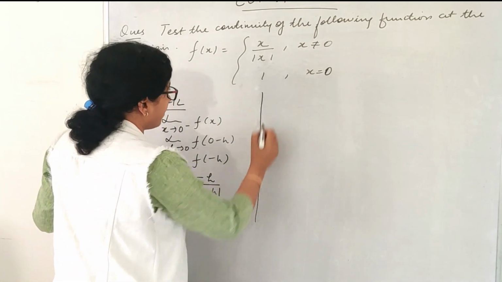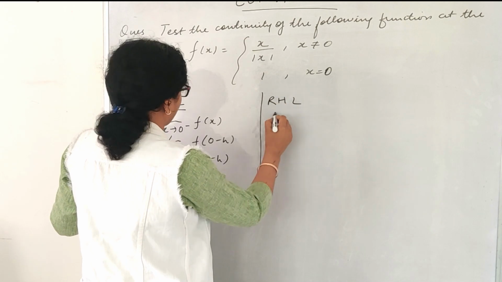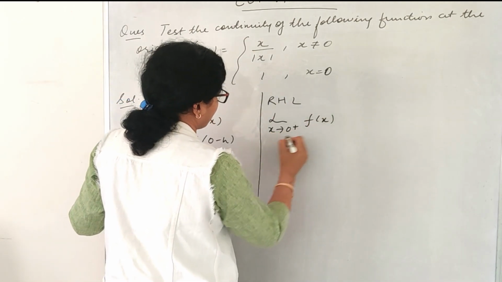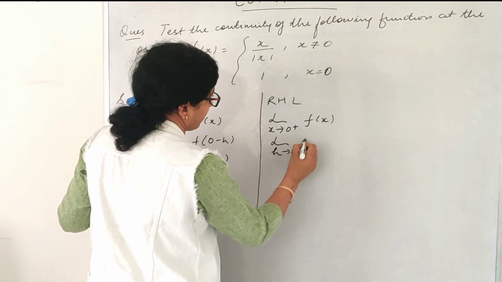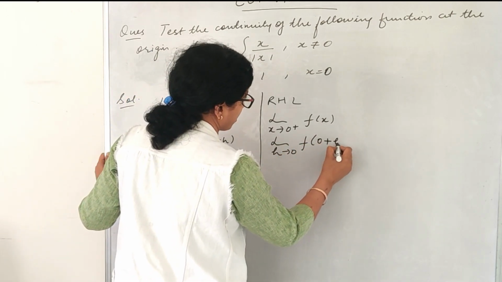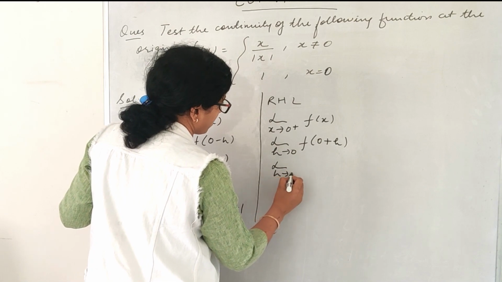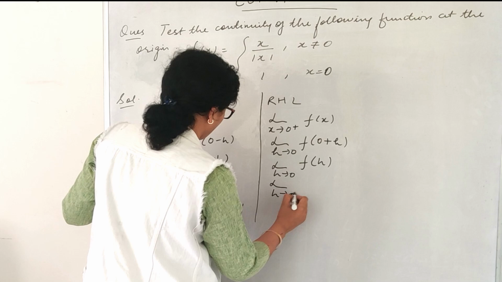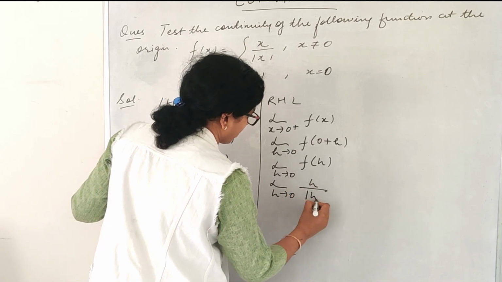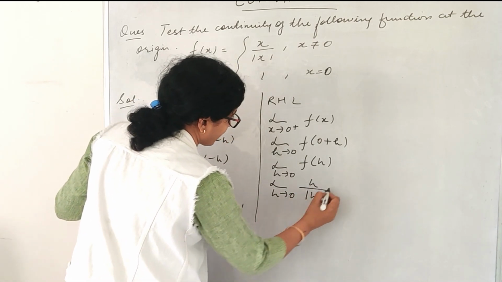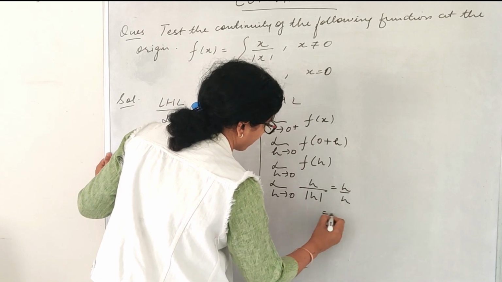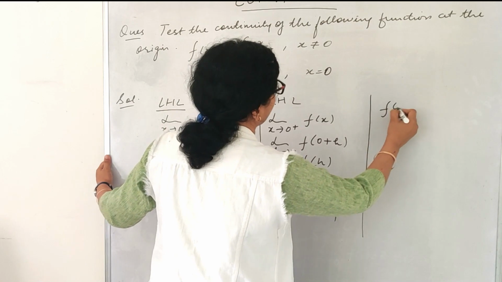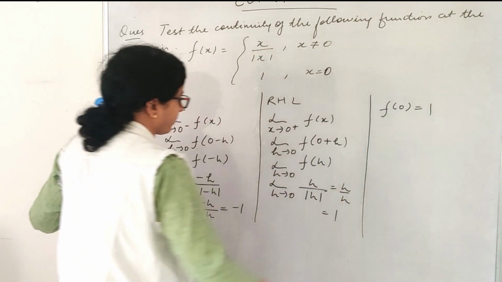Now we will check the right hand limit. Limit x tends to 0 positive f(x). Limit h tends to 0 f(0 plus h). Limit h tends to 0 f(h). Limit h tends to 0 h upon mod h. So what we are getting? h upon h, which is equal to 1. And I have f(0) as 1.